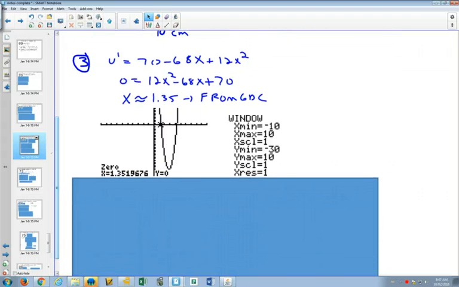So here's a picture of the parabola. If you want to create this yourself, there's the window, because on your first window you wouldn't have seen the minimum. So if you just have your minimum go down to minus 30, you'll be able to see the vertex of that parabola. And we find 0 happens at 1.35.